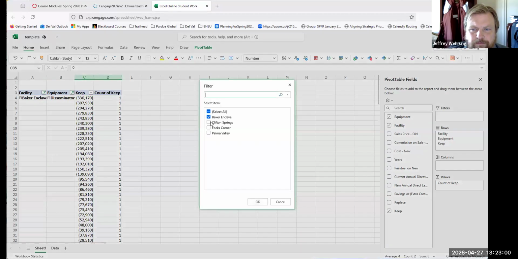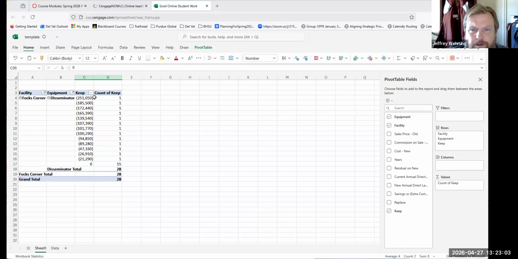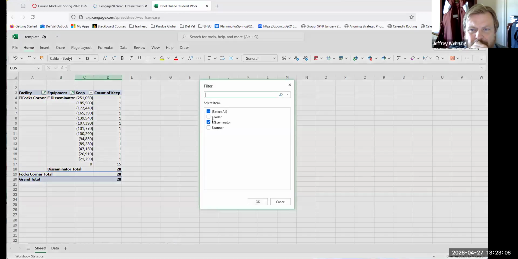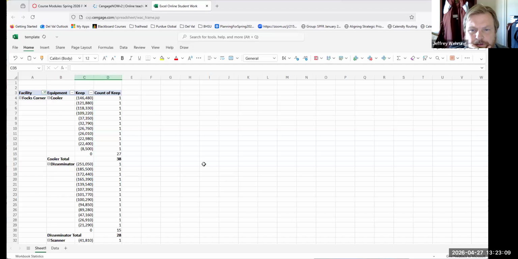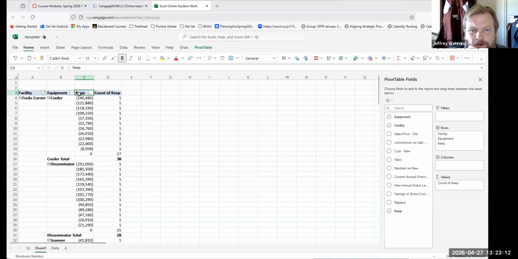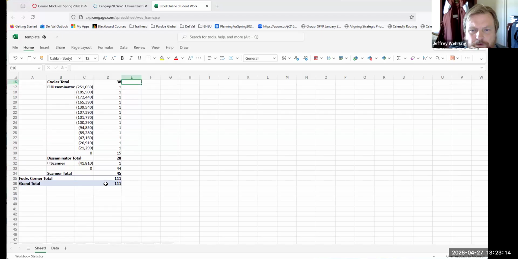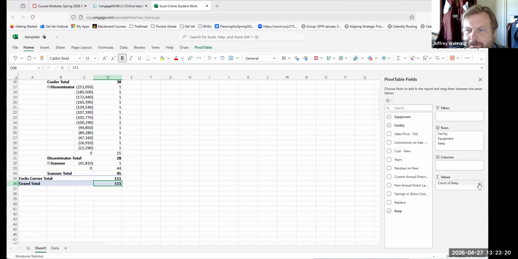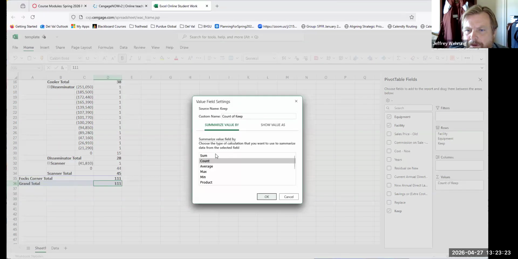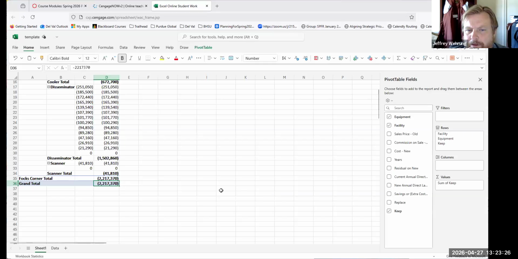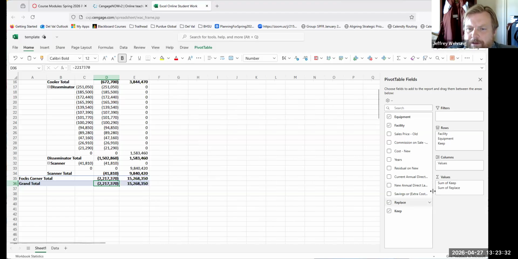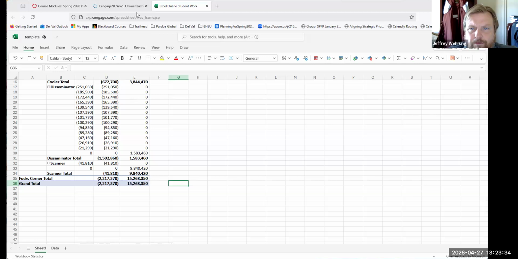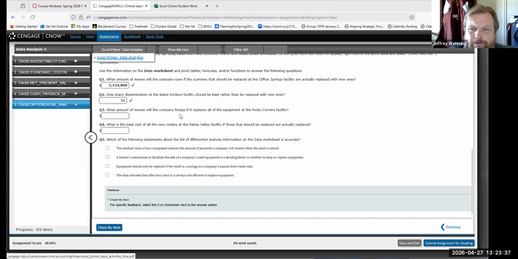Okay, and it's just the Fox Corner, and it is all of the equipment, not just the disseminators. Okay, and we want to know actually the total, the sum. If we replace all of the equipment, actually I'm going to put this replace here as well. So here's the amount of money the company will forego if it replaces all the equipment at the Fox Corners facility.